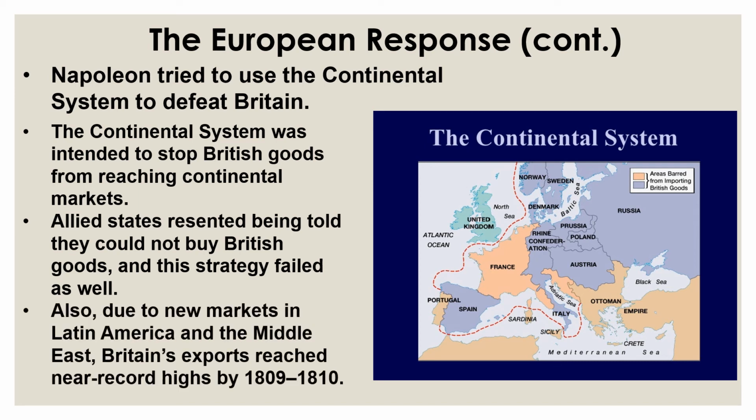Also, due to new markets in Latin America and the Middle East, Britain's exports reached near record highs in 1809 to 1810. They might not have been able to trade with Europe as much because of the continental system, but they found other buyers elsewhere. So, in other words, the continental system did not have the results that Napoleon had hoped.